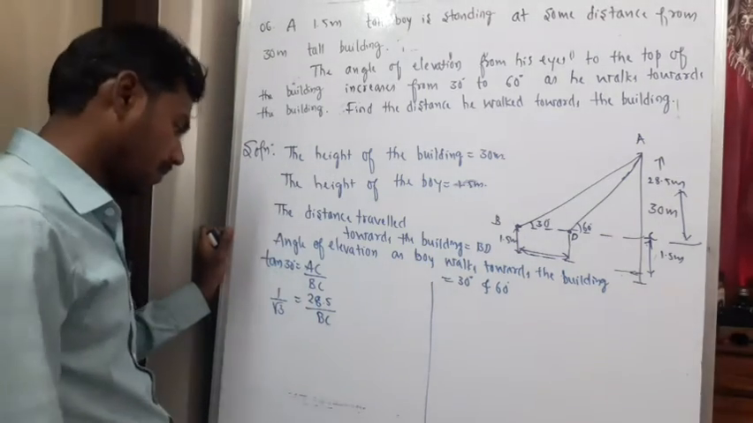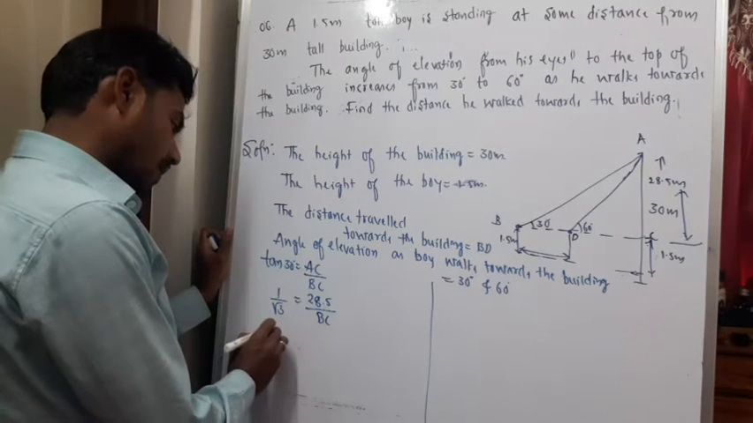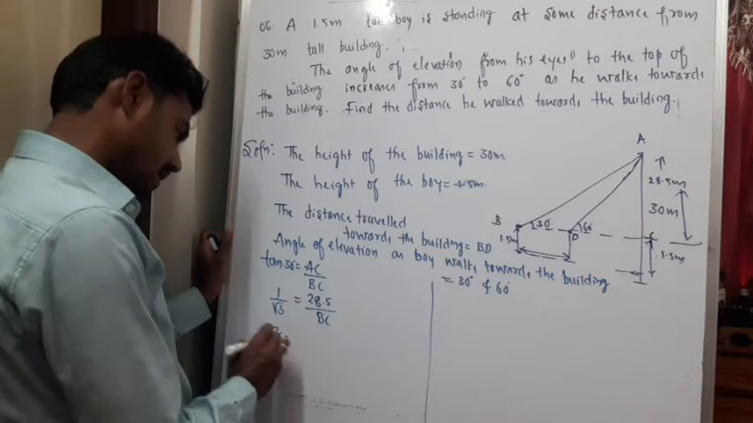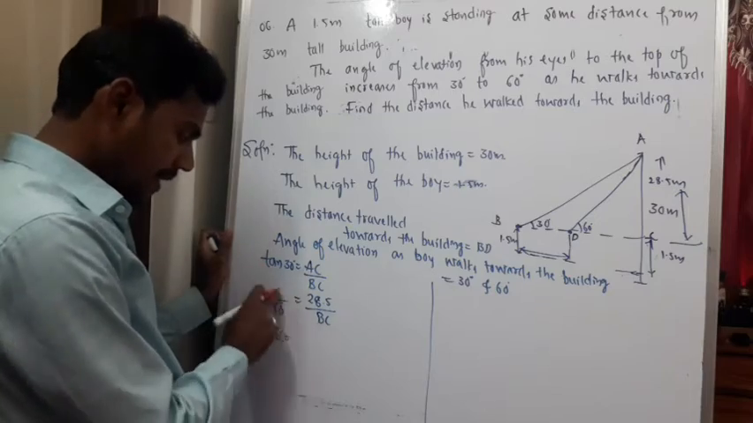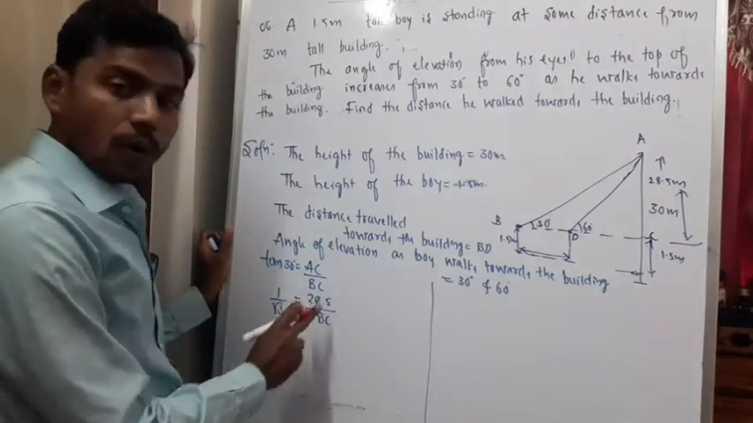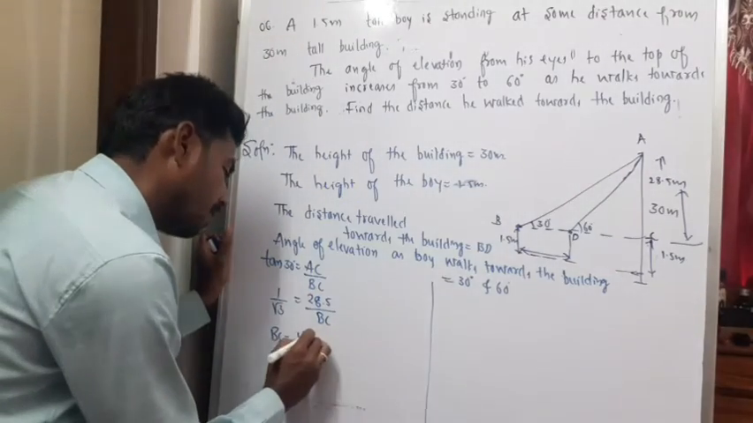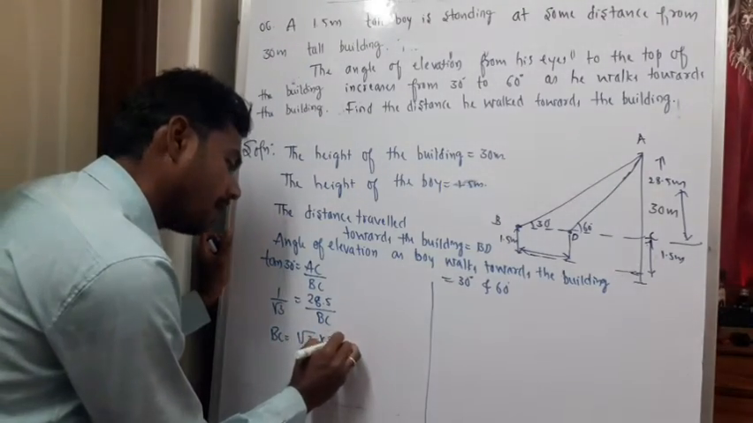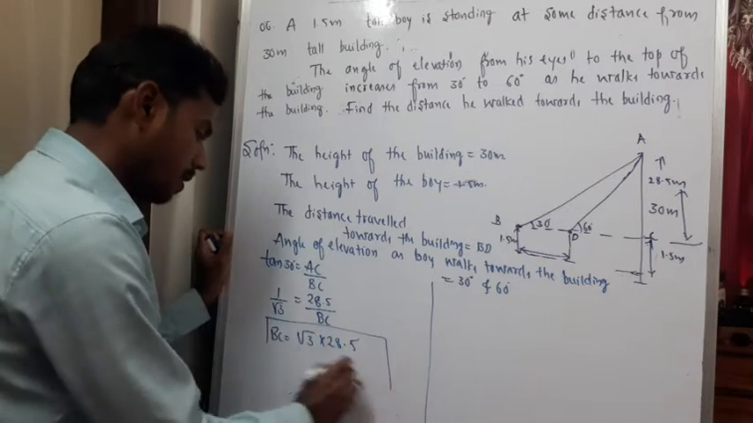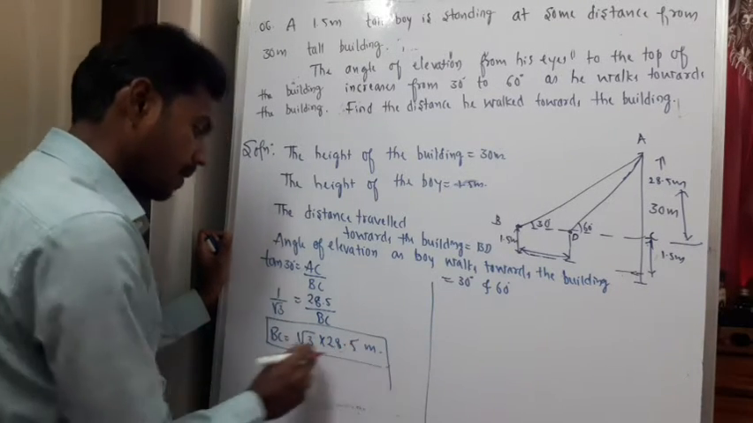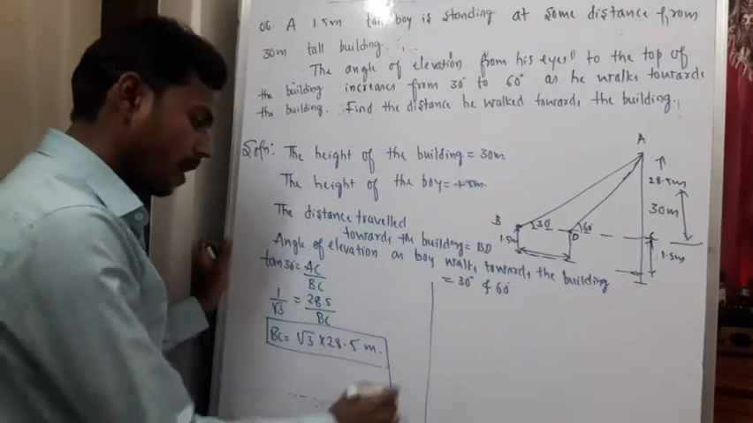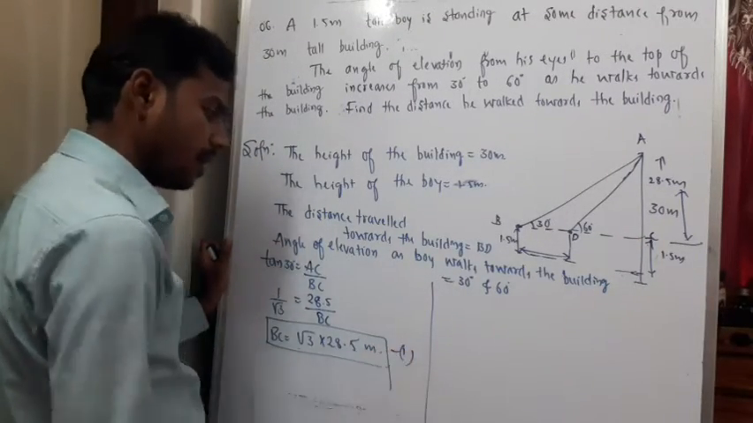Okay. Now, cross multiplication, BC into 1 is nothing but BC is equal to root 3 into 28.5. Okay, we'll keep this as it is. Root 3 into 28.5 meter. So in this we need to subtract DC. I'll call it as equation 1. Next.